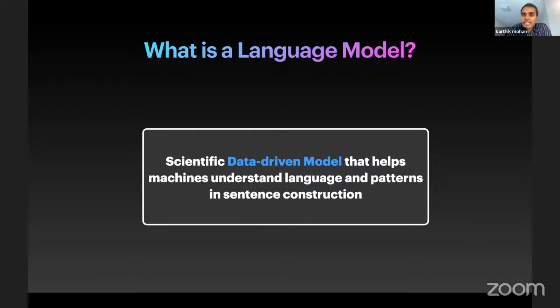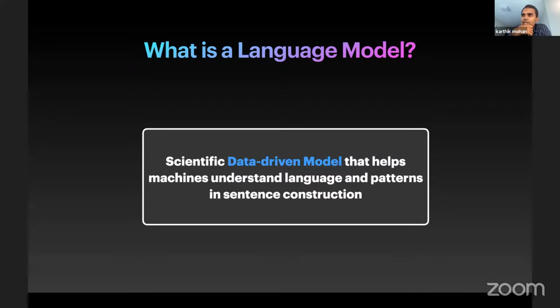A language model is a scientific, data-driven model that helps machines understand language and patterns in sentence construction. Like, how do humans construct sentences? We have a way of generating sentences, right? We obey grammar, we obey certain ways of putting nouns and verbs together, and then we generate sentences. So ChatGPT or a language model would like to do the same. So that's the idea of a language model.